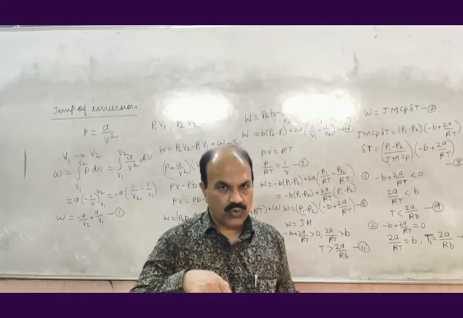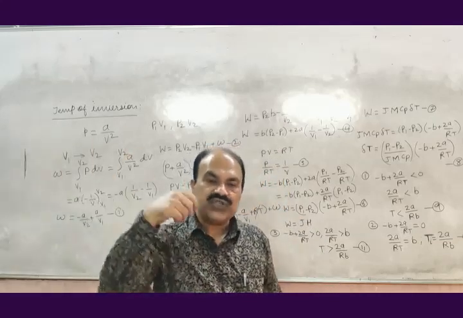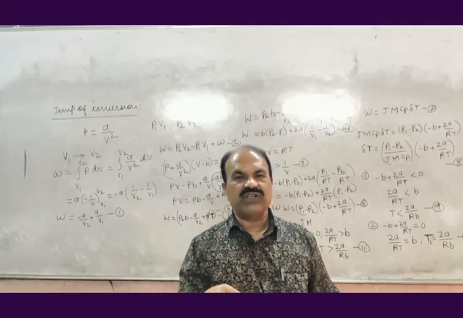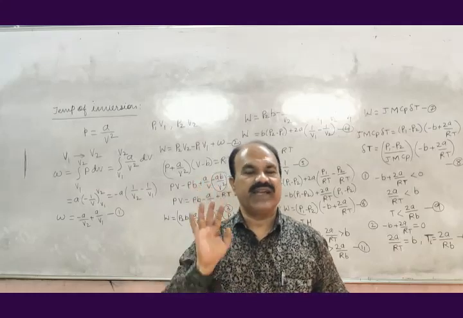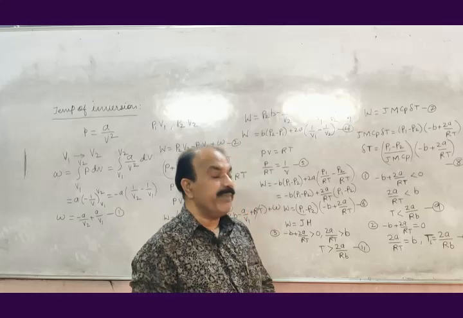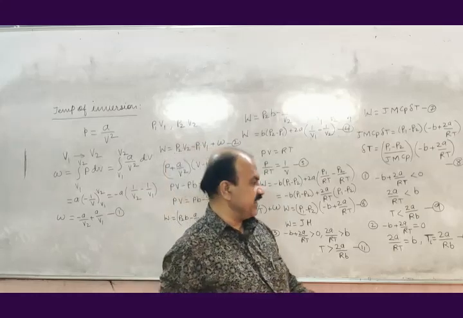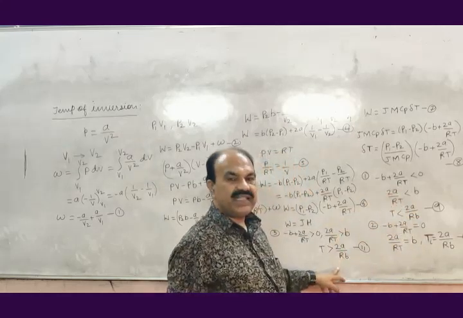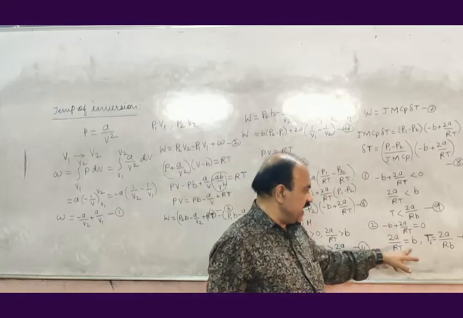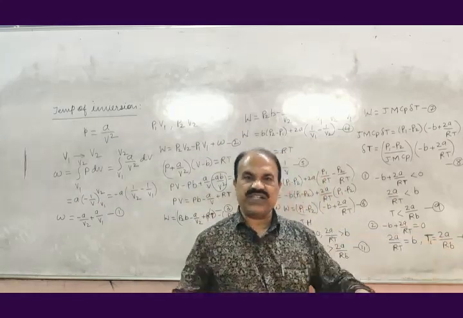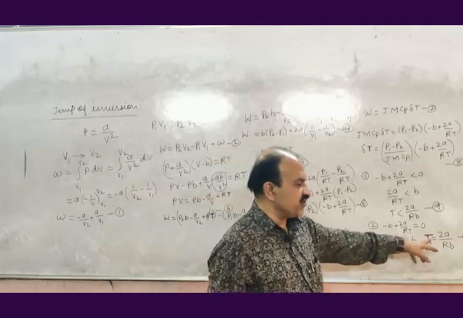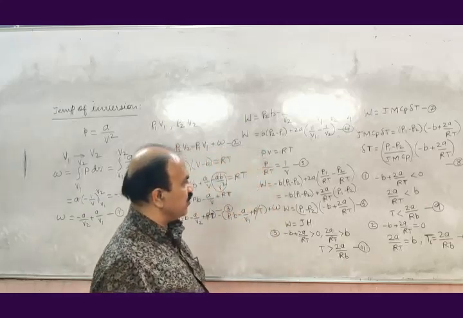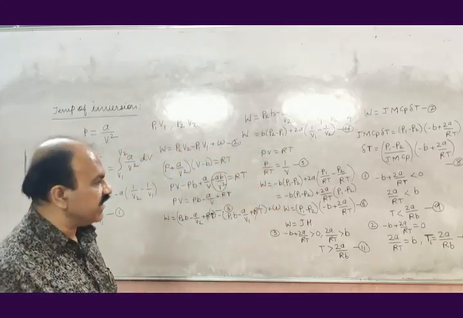Whether the gas will be cooled, whether there will be no change in temperature of the outgoing gas, or whether there is a rise in temperature of the outgoing gas, that will be decided by the temperature T. If T is less than this, there will be cooling. If T is greater than this, there will be heating of the outgoing gas. If T is equal to this, there is no heating, no cooling of the gas, which is known as the temperature of inversion.